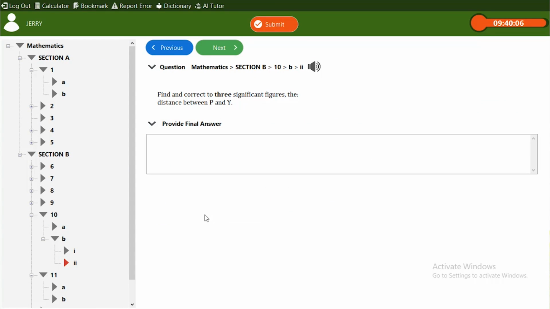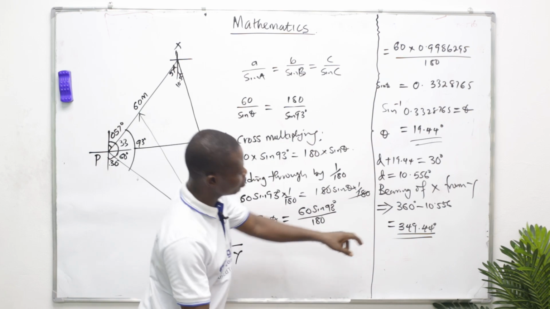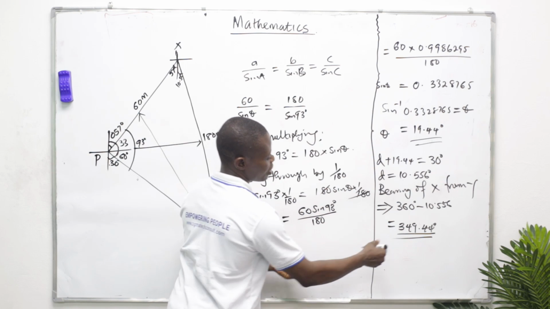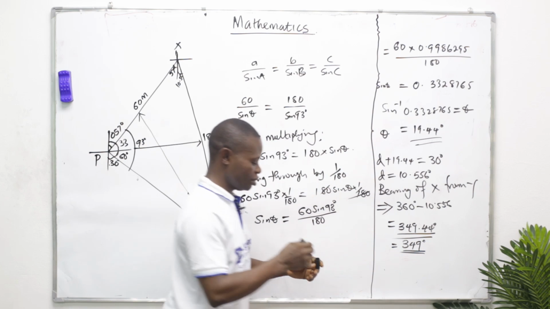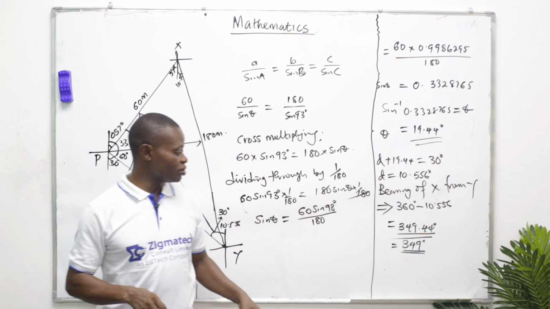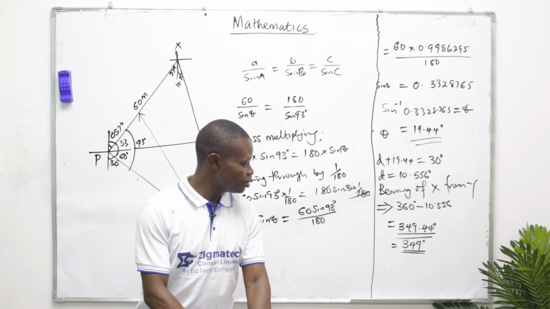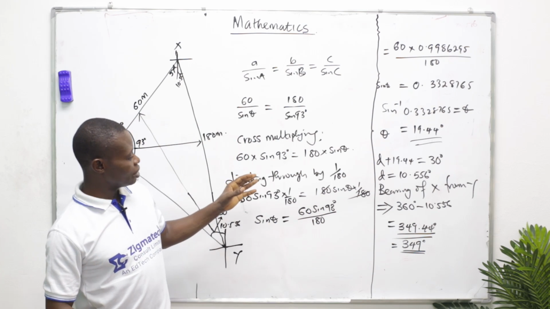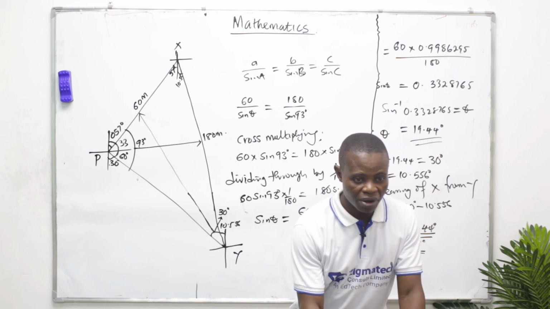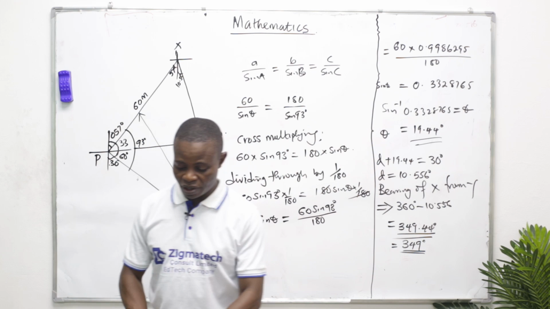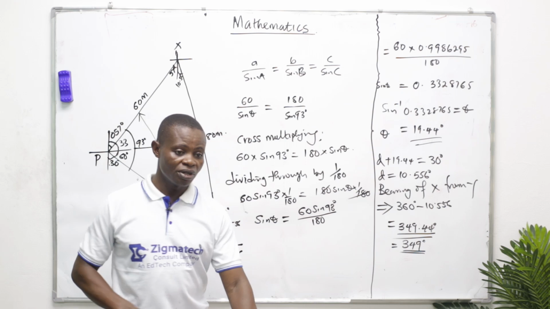Find, correct to three significant figures, the distance between x and y. Three significant figures. The bearing of this, let us round it up: 1, 2, 3. So for the final answer, this significant figure is very, very important. Without that, it means you don't know what you are doing. Simply, you're not following the instruction given by WAEC. It is liable for punishment, maybe subtraction of 1 mark or 2, depending on the year and the judgment they have passed on it.